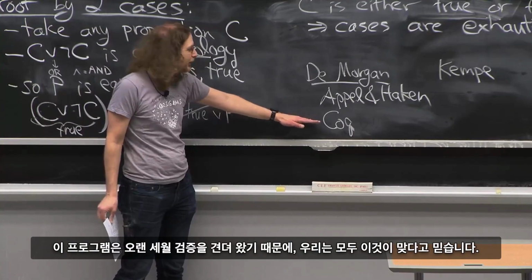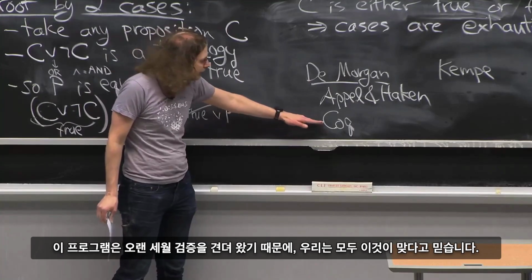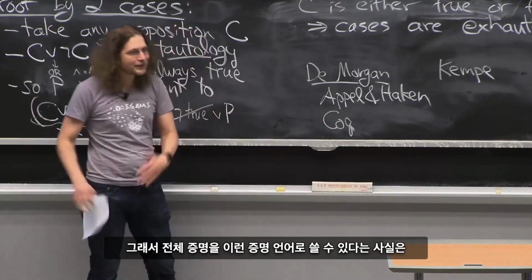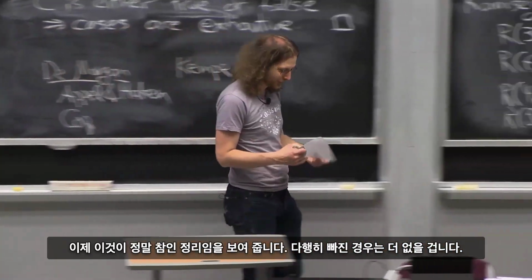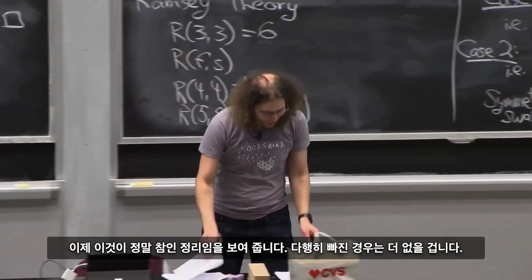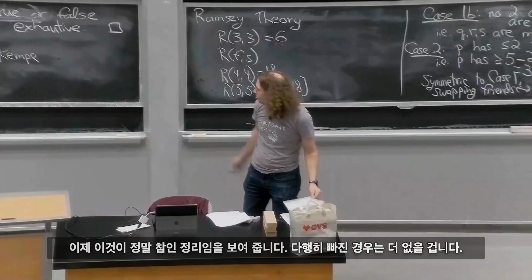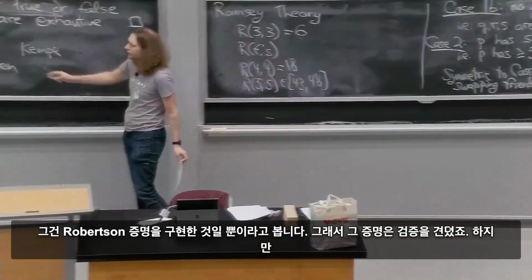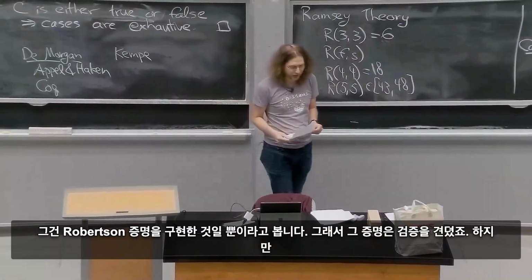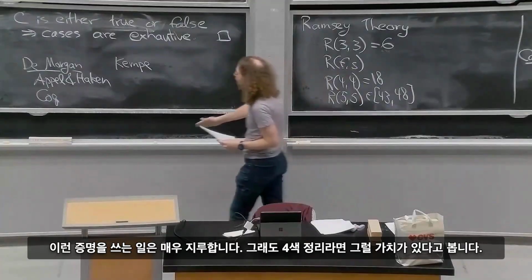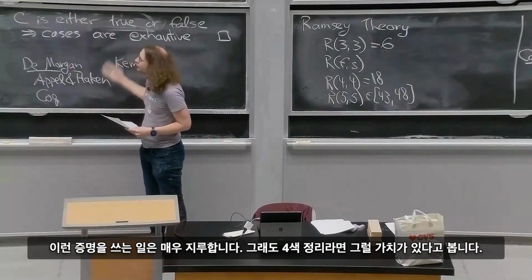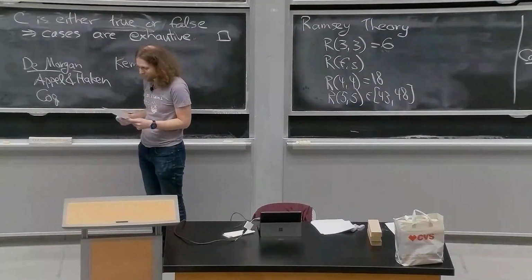Stood many years of scrutiny, so we all believe that it's correct. And so the fact that you can write the entire proof in this proof language suggests that this really is a true theorem now. Thankfully, there won't be more missing cases. I believe that is just an implementation of the Robertson proof. So that one withstood scrutiny. But it's very tedious to write these proofs, and so for the four-color theorem, it's worth it, I would say.